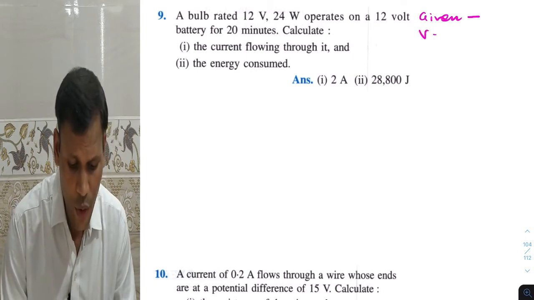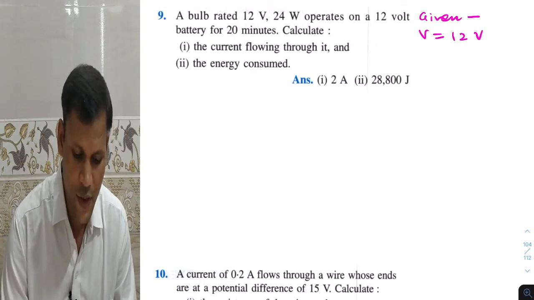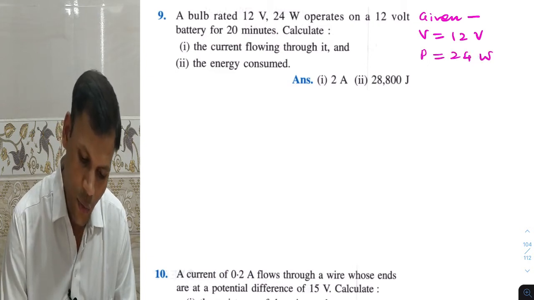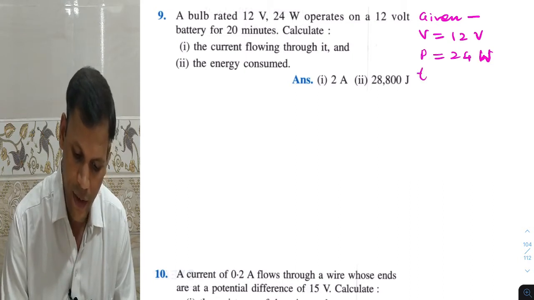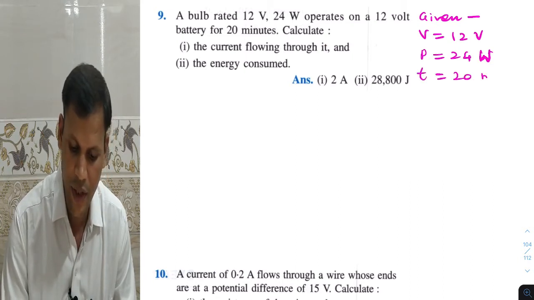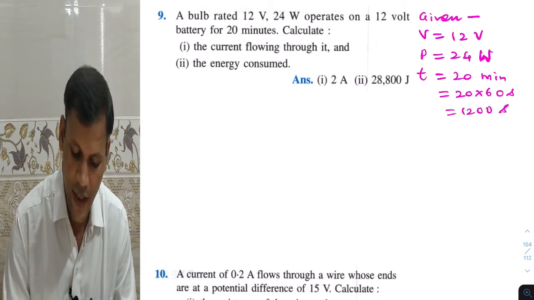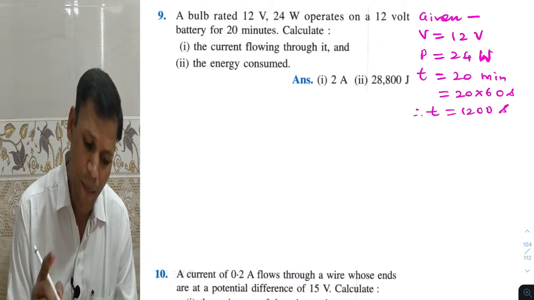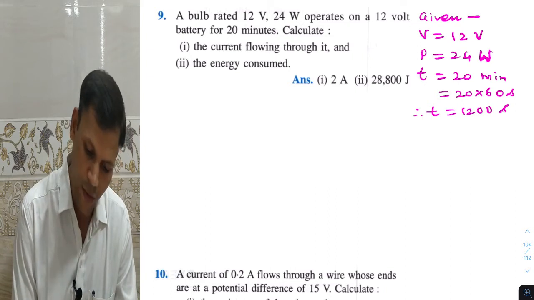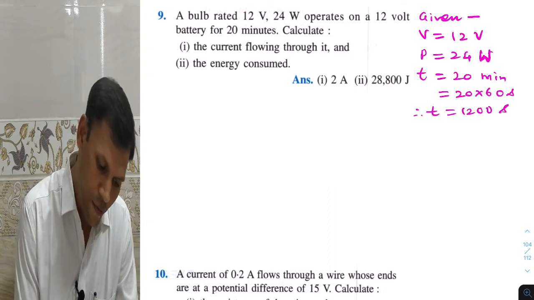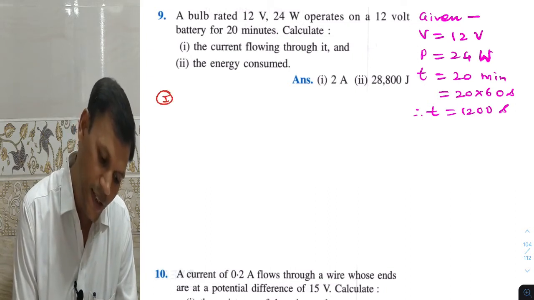V is equals to 12 volt. Power is 24 watt. And time is 20 minute, which I will convert into second. So it is 20 into 60 second, which will be 1200 seconds. ये टाइम मिल गया. तो आगे हमें पहला फाइंड आउट करने का है करंट. व्हाट विल बी करंट?